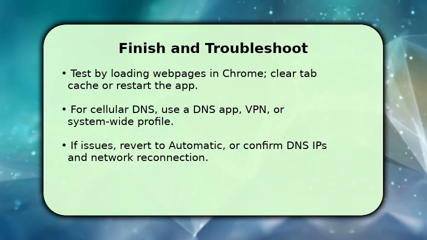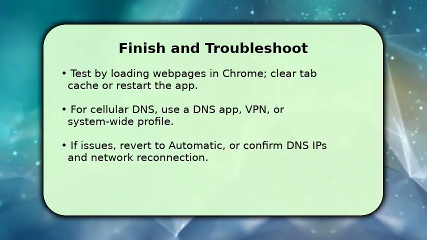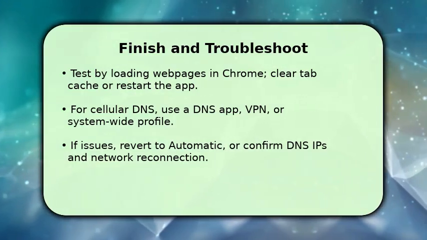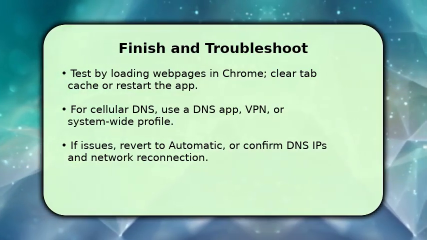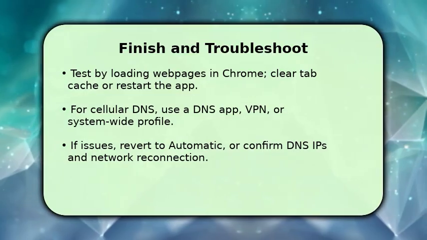If something breaks, switch Configure DNS back to automatic, then reapply the correct IPs and reconnect to the network. If problems persist, double-check the DNS addresses and restart the iPhone before trying again.